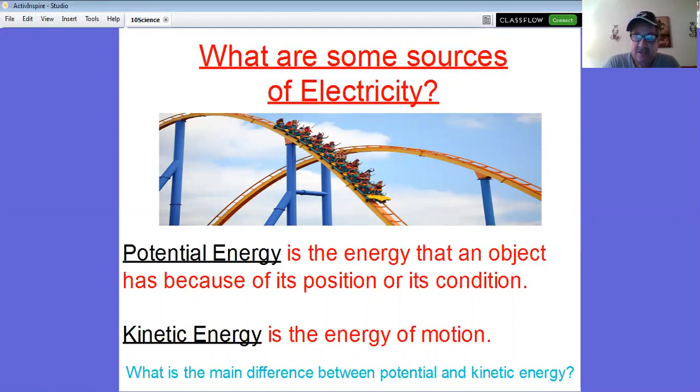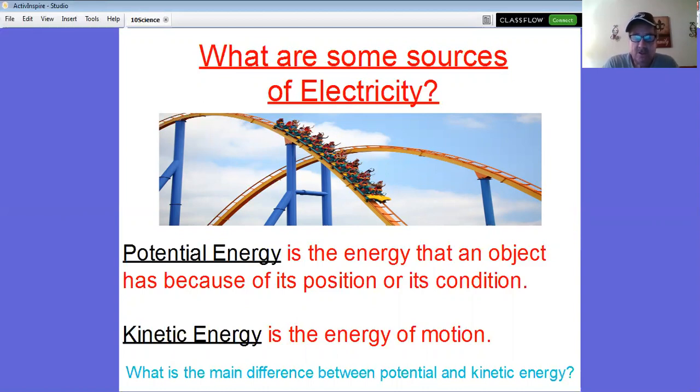I also like to use the example of riding your bike. You huff and puff to get your bicycle up to the top of a hill. Once at the top of that hill, you rest. You're not moving, the bicycle's not moving. And that, again, is an example of potential energy. The bicycle or the roller coaster is resting, but in anticipation of moving again real soon.